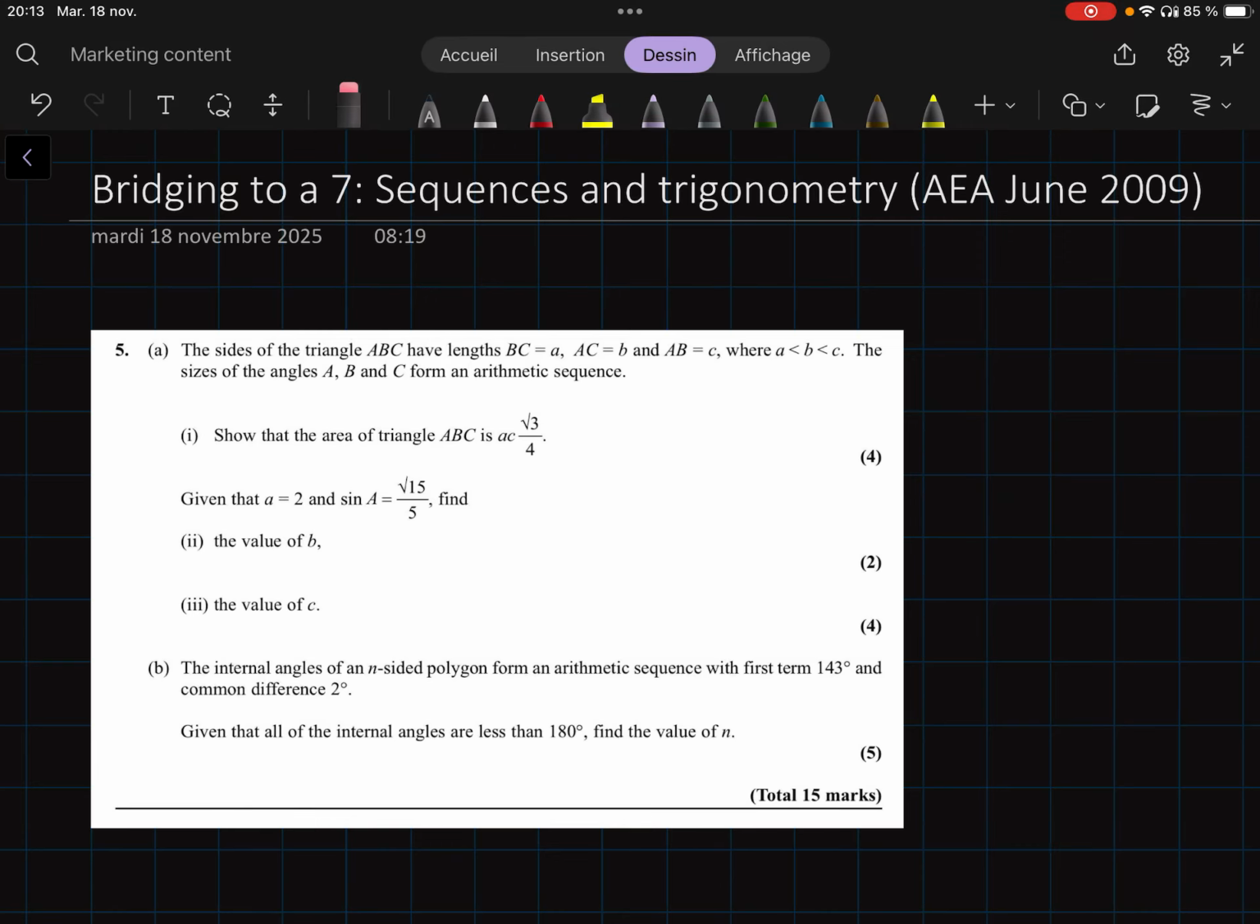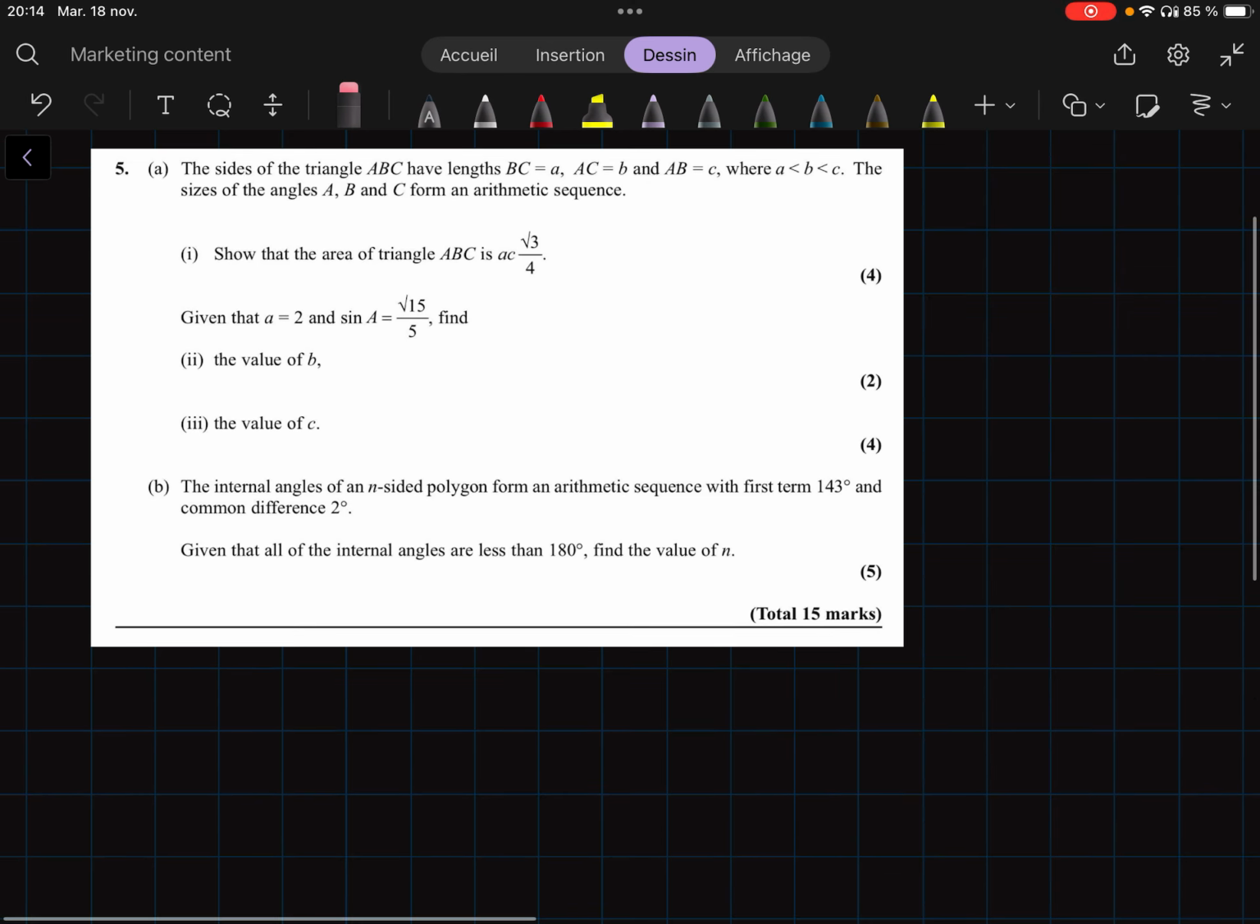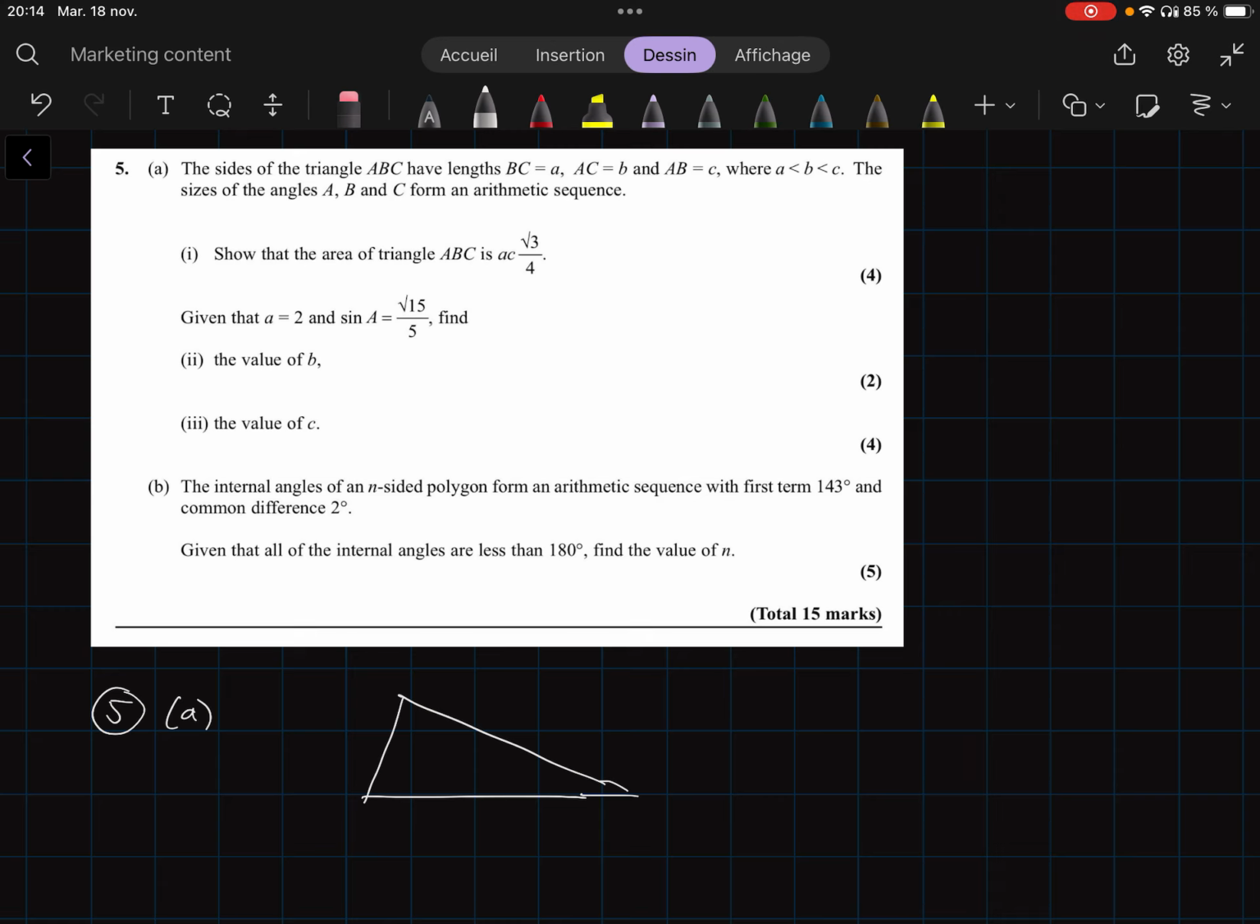Hiya! In today's episode of Bridging to a 7, we'll look at arithmetic sequences and geometry/trigonometry. Let's first look at part A. You have a triangle ABC satisfying the conditions. Pay very close attention to the length of the sides of this triangle.